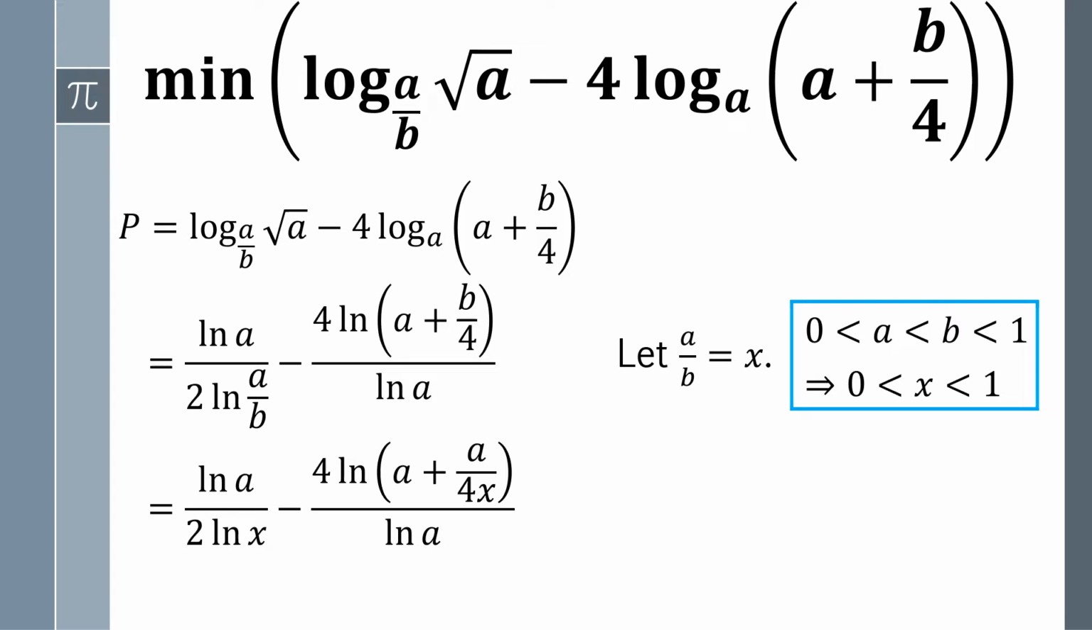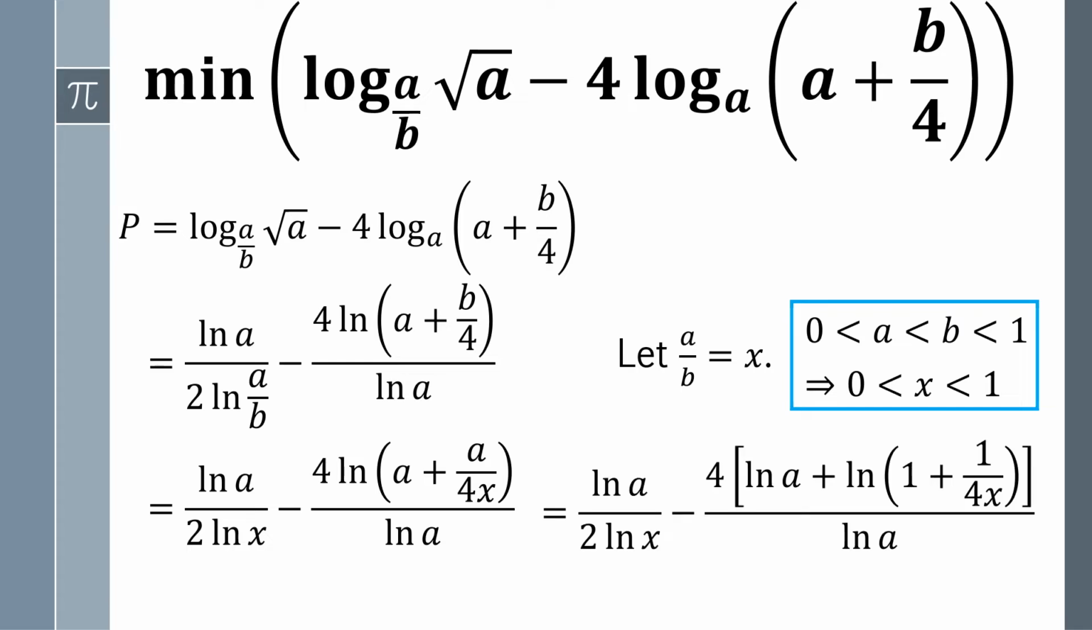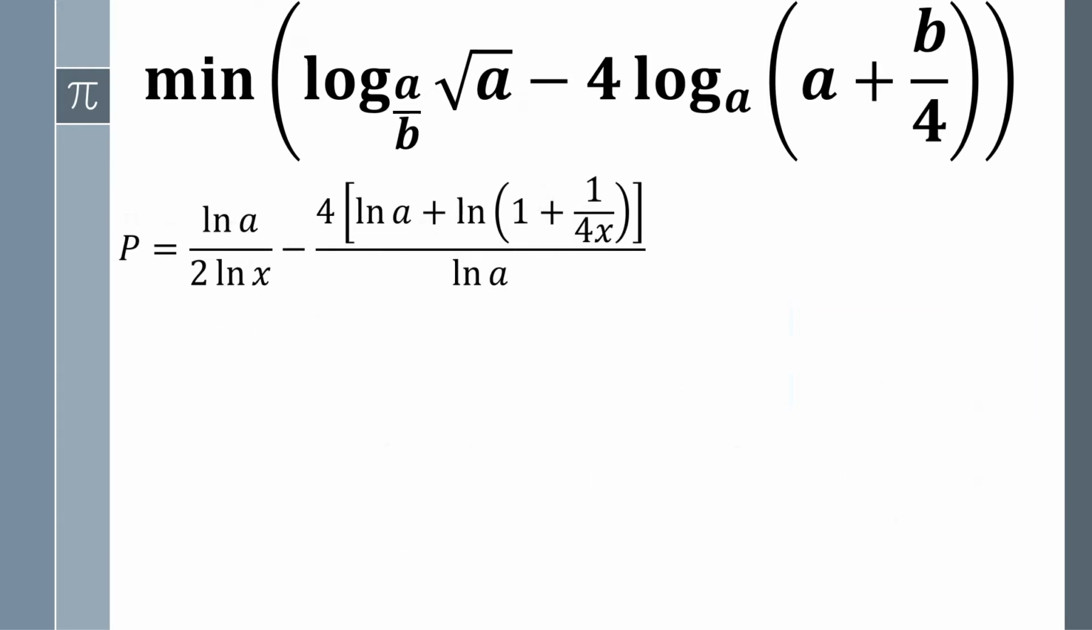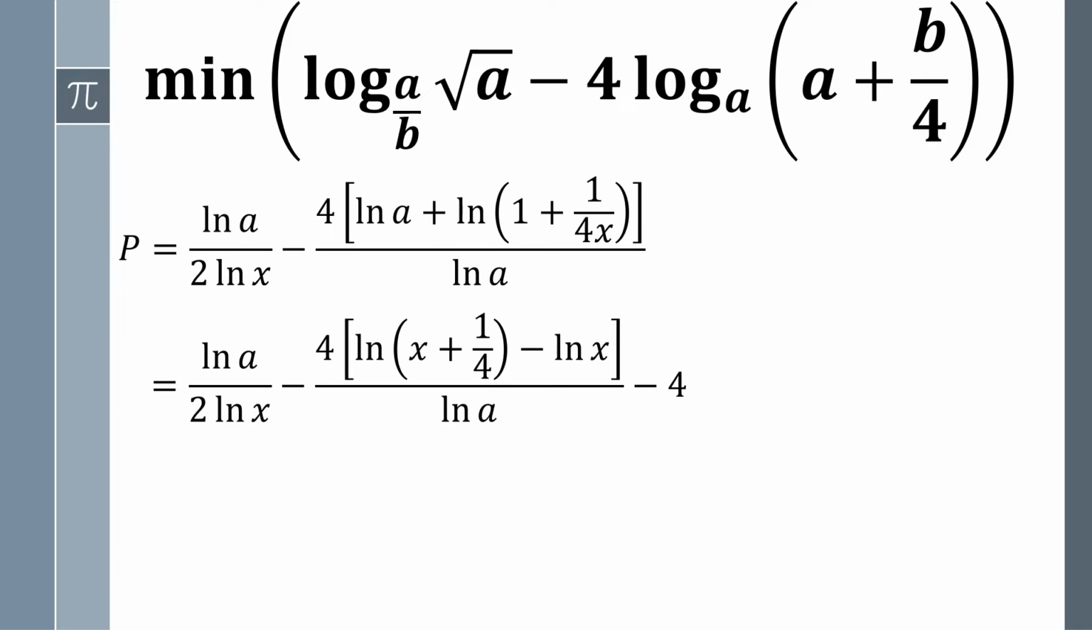And log of a plus b over 4 can be further written as log a plus log 1 plus 1 over 4x. In this expression, log 1 plus 1 over 4x can be further written as log x plus 1 over 4 minus log x. And the log a in the numerator can be cancelled with the log a in the denominator, leaving the whole number 4 here.